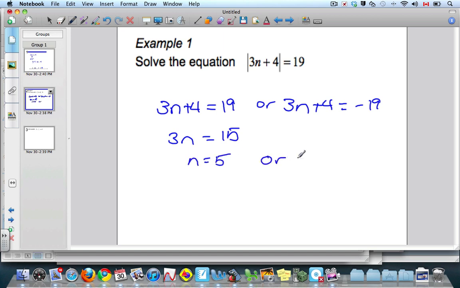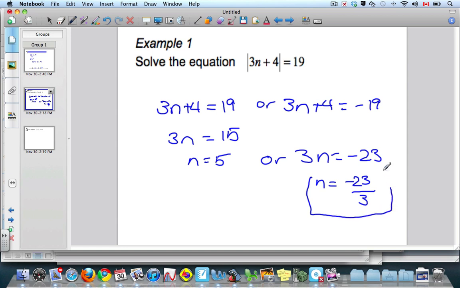Or 3n plus 4 equals -19. Subtract 4 again, and I get -23. Divide by 3, and I get -23 over 3. And we can leave it like that, or switch it, doesn't matter. I'm just going to leave it like that, since I'm already there. So n equals 5 or -23/3.